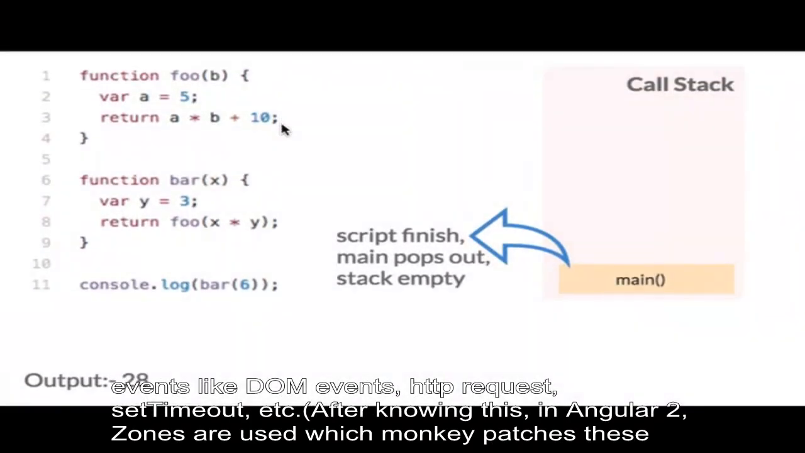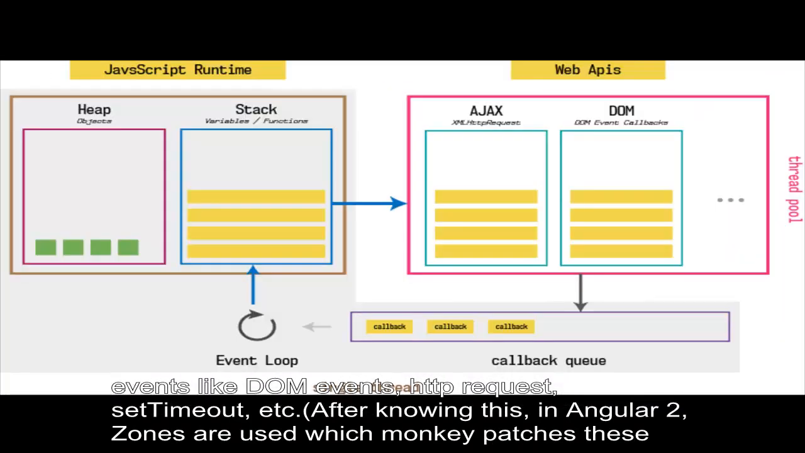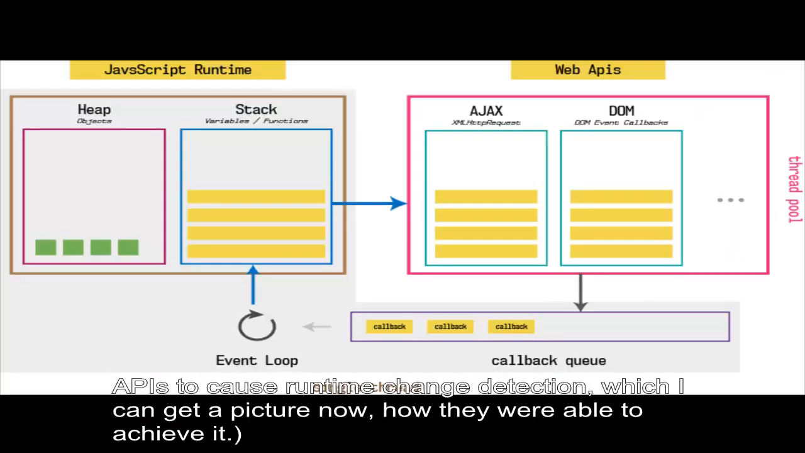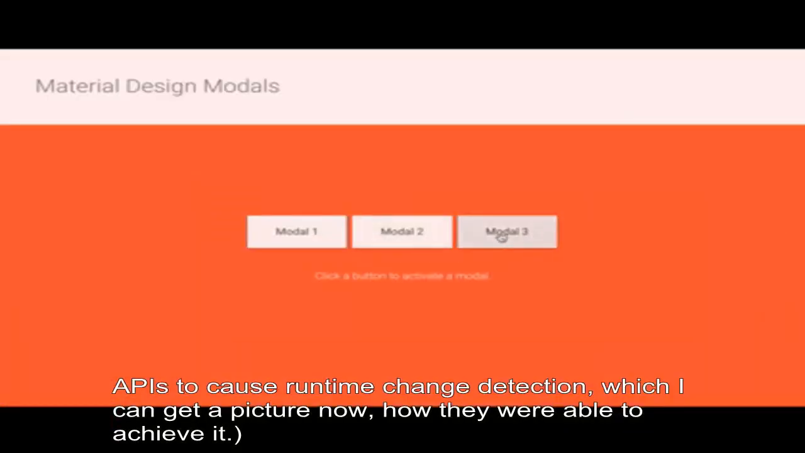After knowing this, in Angular 2, zones are used, which monkey patch these APIs to cause runtime change detection. I can get a picture now of how they were able to achieve it.